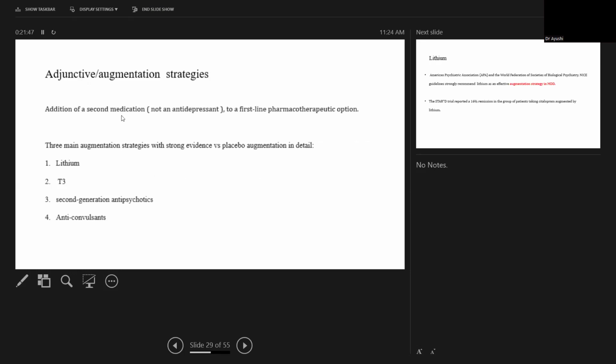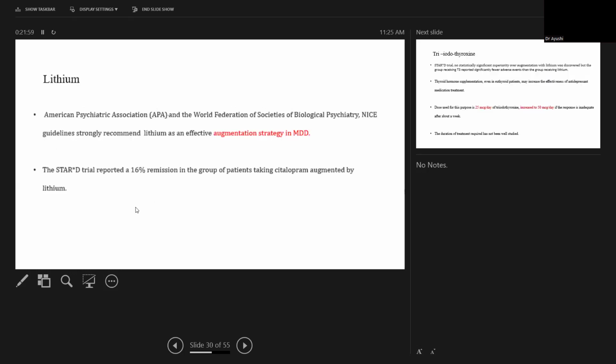Then there are adjunctive or augmentation strategies. Adjunctive means addition of a second medication, which is a non-antidepressant, to the first-line pharmacotherapeutic options. So the main strategies are adding lithium, T3, second-generation antipsychotics, and anticonvulsants.